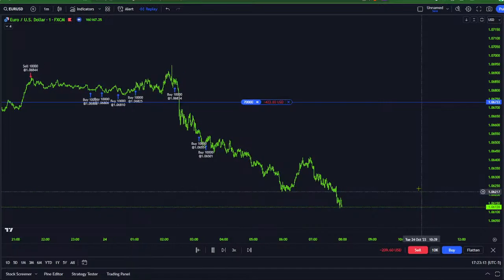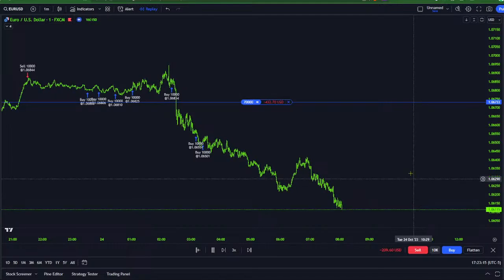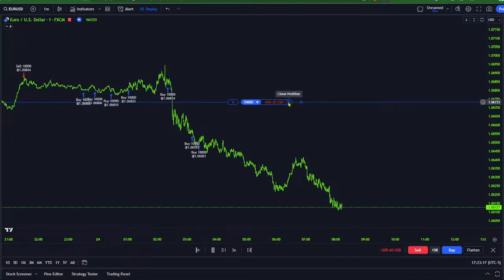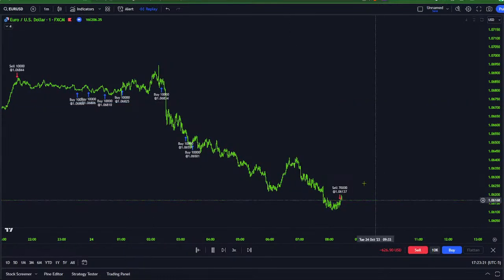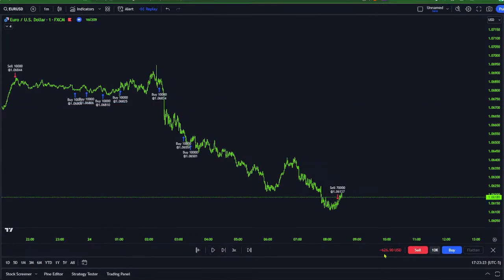I probably should have just closed. I held on to the trade too long. I'm just gonna have to close it. If I had a $1,000 account, I would now be negative $626. If I had a $500 account, I would have blown it.